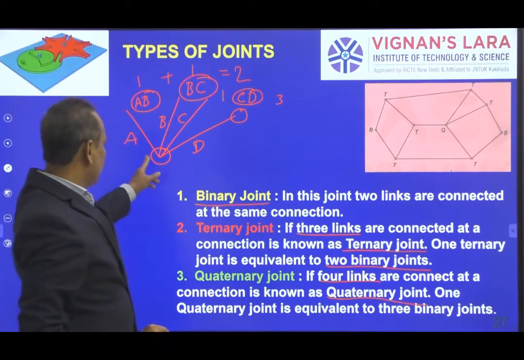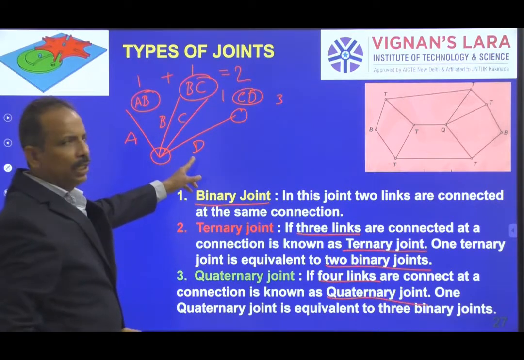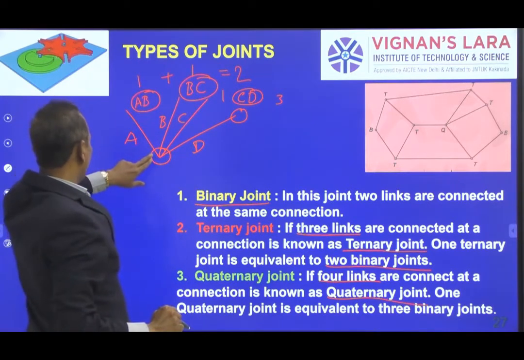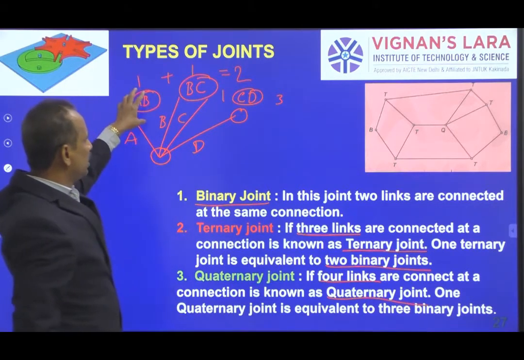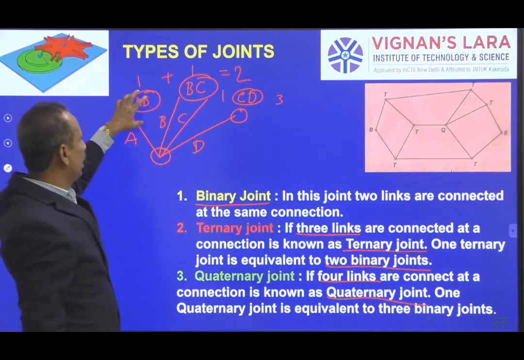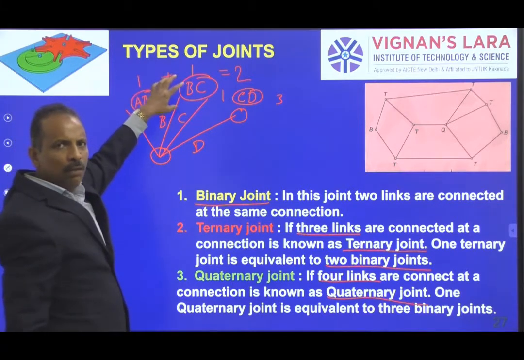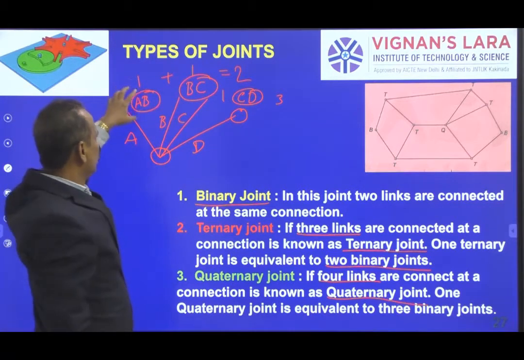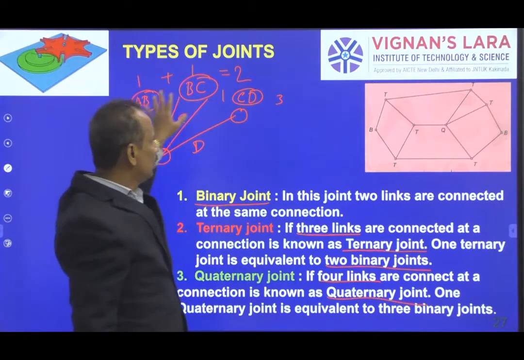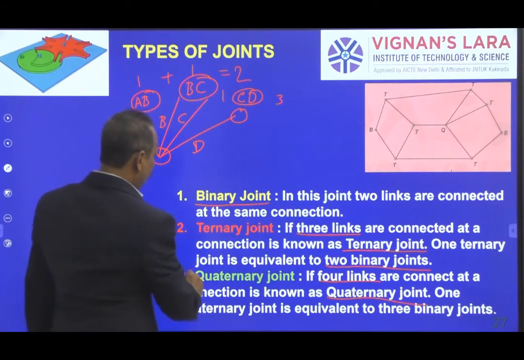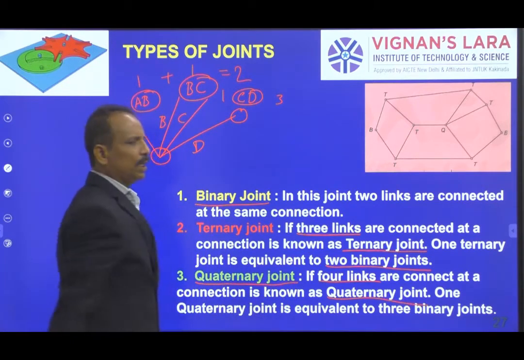A quaternary joint is one where four links are connected at a location. That is why it is called a quaternary joint. These four links can be rethought in the manner of AB, BC, CD. So this is one binary, this is another binary, this is the last binary. So three binaries together form a quaternary joint.